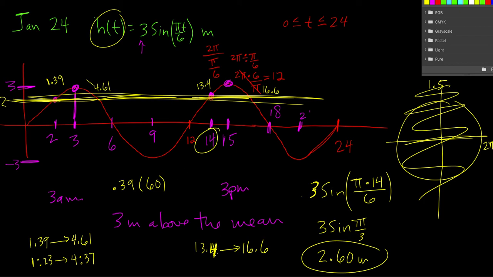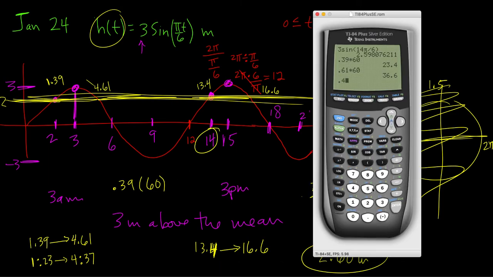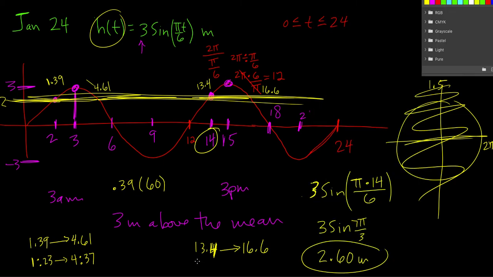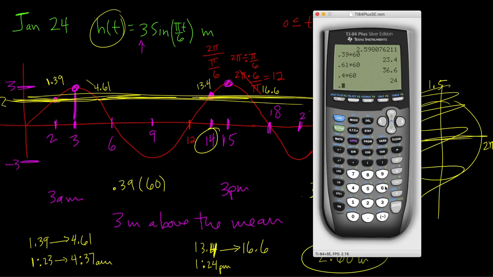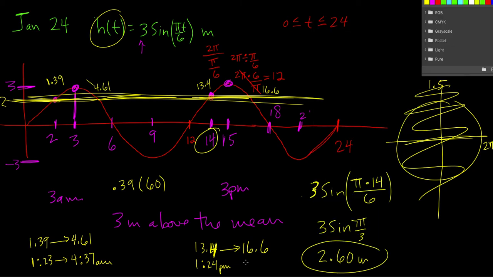And then we have 13.4, so I just need to take the 0.4 and times it by 60. So that's 24. So this is like 1:24. And this is PM. These were both AM. And then 16.6. So it's going to be really close. So 0.6 times 60. We get 36 on that one. So what is 16? That is 4.